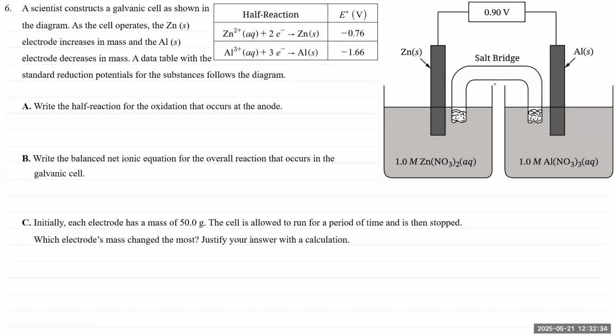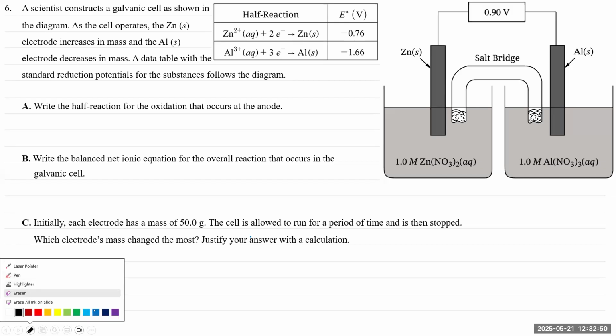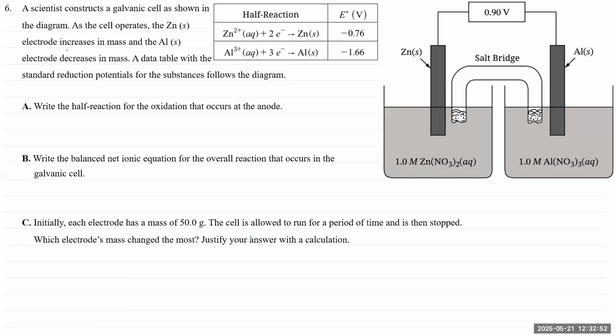I am going to go over the 2025 AP Chemistry FRQ question number 6. A scientist constructs a galvanic cell as shown in the diagram. As the cell operates, the zinc electrode increases in mass, and the aluminum electrode decreases in mass. A data table of the standard reduction potentials for the substances is shown in the diagram. Write the half reaction for the oxidation that occurs at the anode.